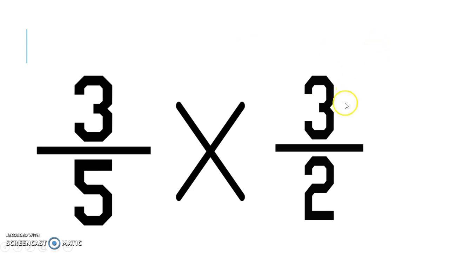We changed the fraction from 2/3 to 3/2. Then we multiply now by 3/2.